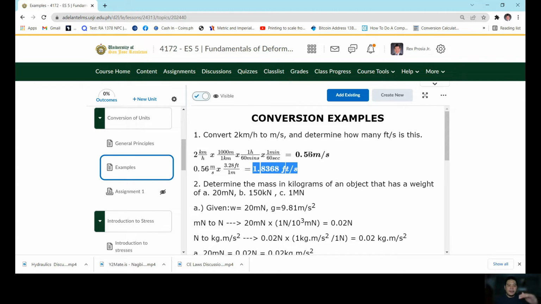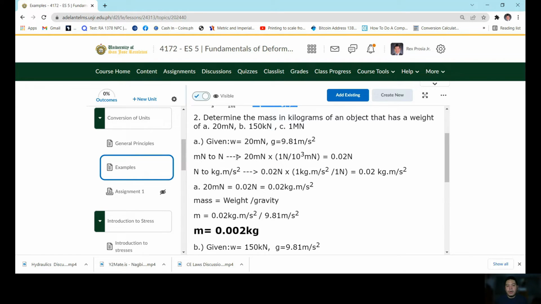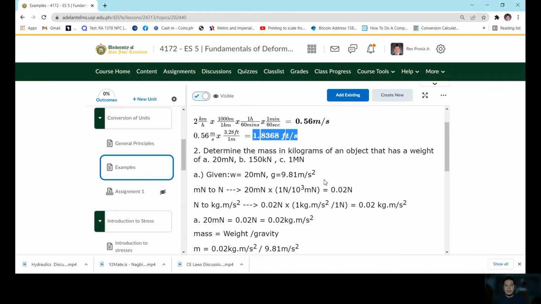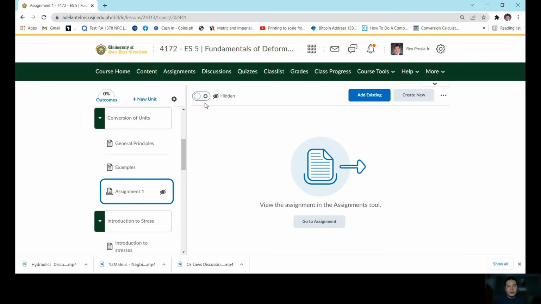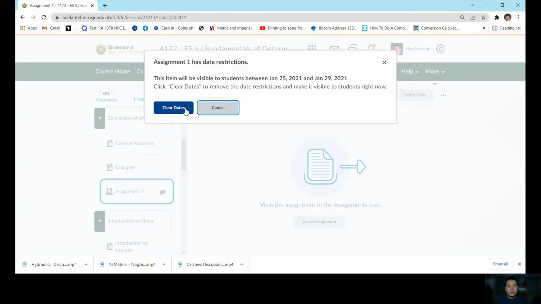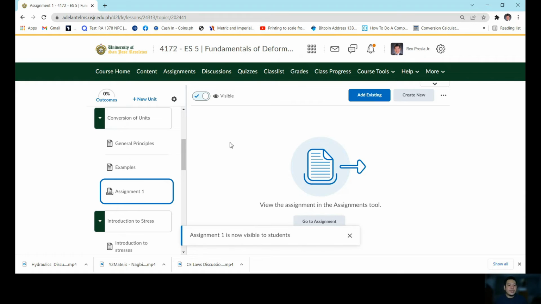So basically, that's it for our conversion examples. For the rest of the example problems, I would like you to go over them on your own. I know that you can just go ahead and follow the directions on the conversions itself. All right, so I'll just go ahead and open this assignment for you to do. I'll just go ahead and clear the dates.